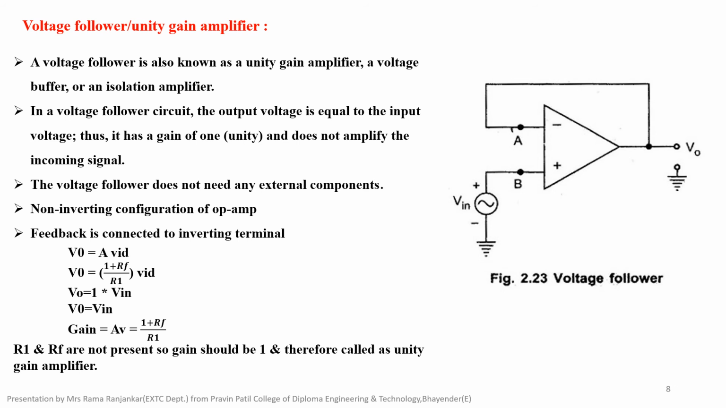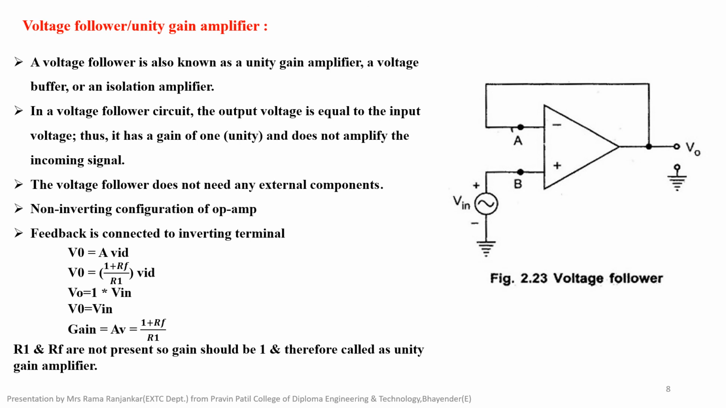So the output voltage equation is VO equal to A into VID. It is a non-inverting amplifier, so the gain can be written as 1 plus Rf upon Ri into VID. But here we don't take any differential input voltage. So simply, the input voltage you apply, you take as the value of VID equal to V. So VO is equal to 1 into V. That's why output voltage VO equals V in.